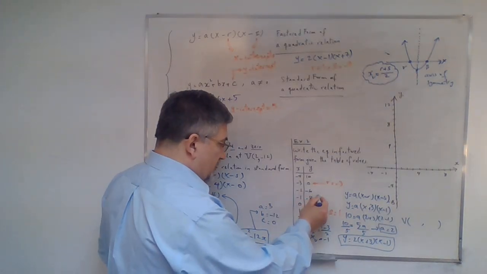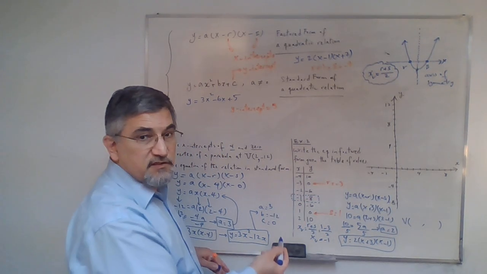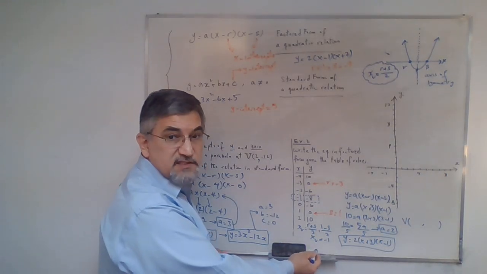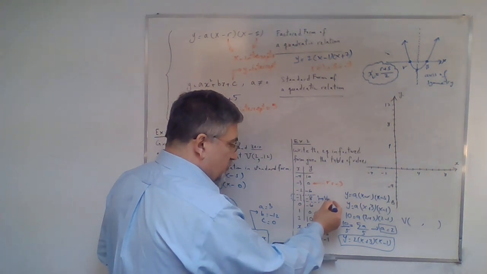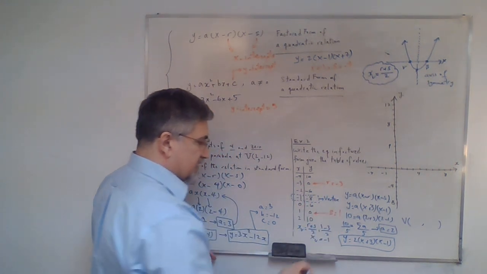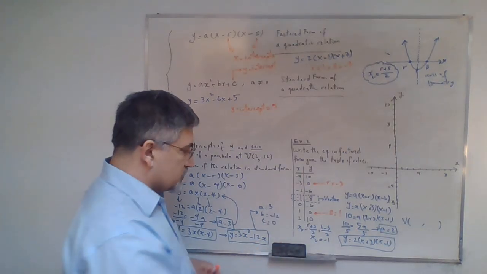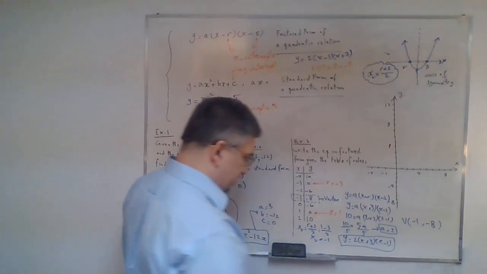And here we already had this point actually in our table of values. We didn't know that it is the vertex. Now we do know that it must be the vertex because the x-coordinate of the vertex is -1. So this point, (-1, -8), was actually the vertex. We did not know before, now we do know. So the vertex is located at (-1, -8).